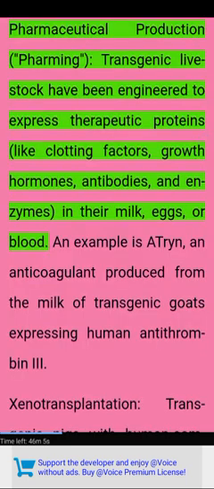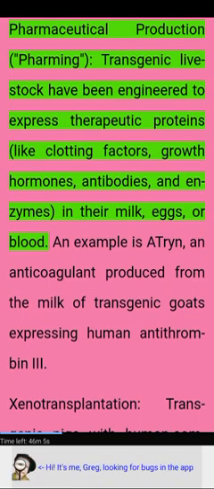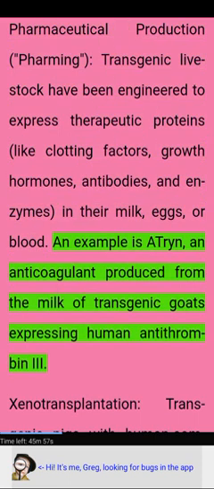Pharmaceutical production, or pharming. Transgenic livestock have been engineered to express therapeutic proteins like clotting factors, growth hormones, antibodies, and enzymes in their milk, eggs, or blood. An example is ATryn, an anticoagulant produced from the milk of transgenic goats expressing human antithrombin III.